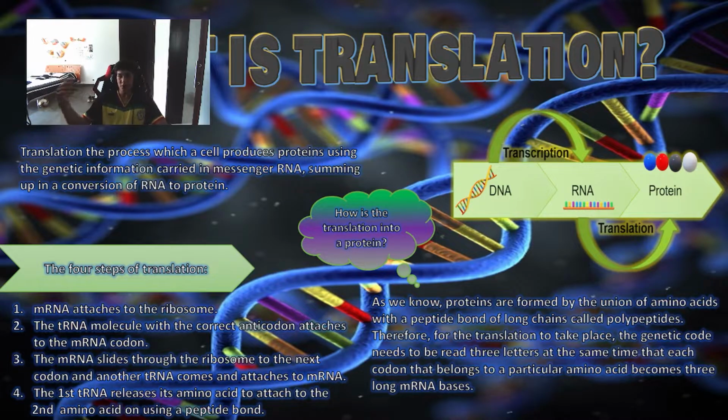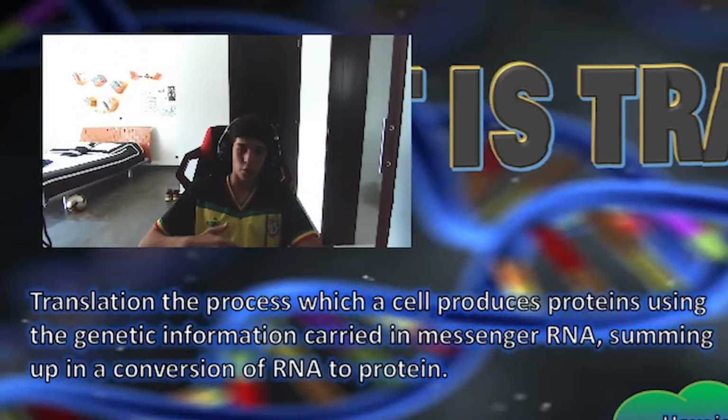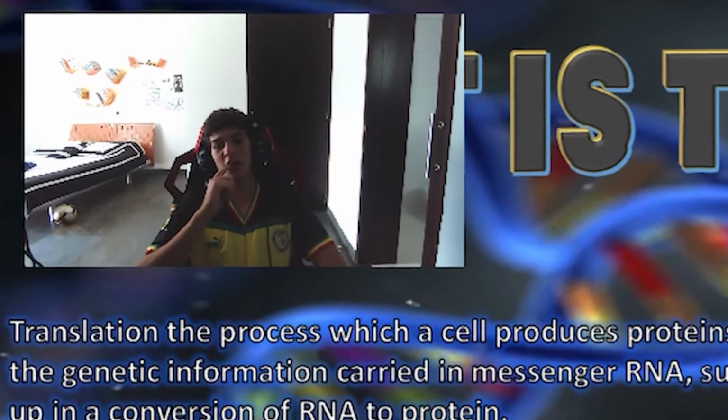And as we know, proteins are formed by the union of amino acids with peptide bonds into long chains called polypeptides. Therefore, for translation to take place, the genetic code needs to be read three letters at a time, so that each codon that belongs to a particular amino acid is made of 3 mRNA bases.